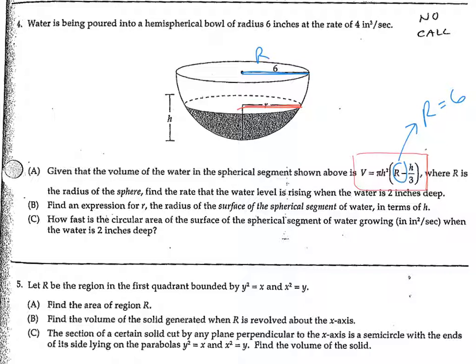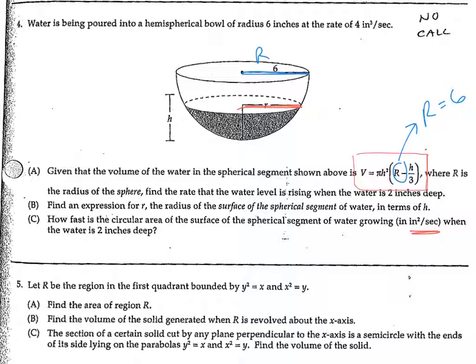So go through your typical process of using the related rates process, implicit differentiation, substitute in what you know, and you don't actually have to do a change of variables there or solve for one variable in terms of another. Okay. Now when you get to Part B, it's really a setup for Part C. So let's take a quick look at Part C. And if we look at Part C, they're asking how fast is the circular area of the surface of the spherical segment of water growing in square inches per second when the water is 2 inches deep.